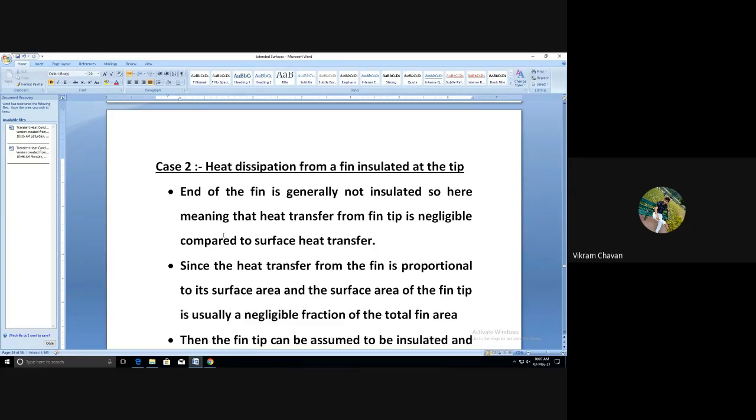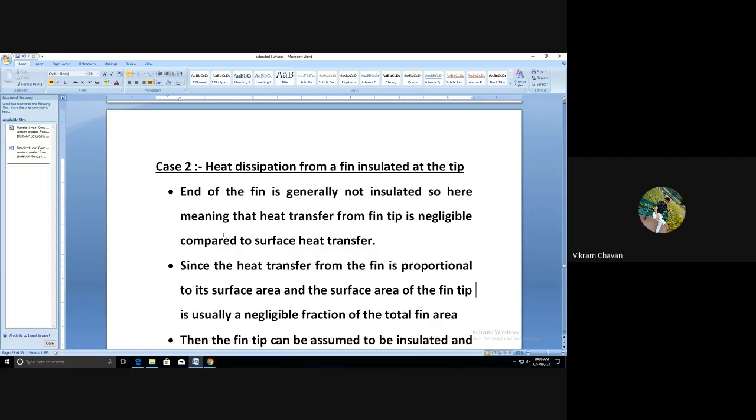Case number 2 is heat dissipation from a fin insulated at the tip. If you insulate the fin at the tip, that would seem to violate the use of a fin, because fins are used to transfer heat, and insulation avoids heat transfer and reduces it.